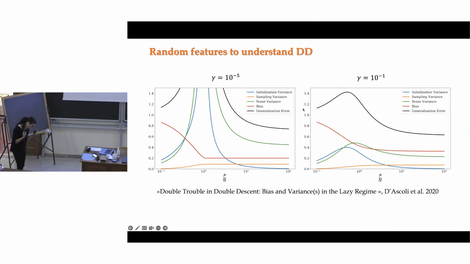The noise in the labels, if you want. And the other comes from the initialization variance of the hidden layer weights. This is the result with nearly no regularization. If you regularize it, you see that the bump is reduced. So this is consistent with what we were seeing before experimentally.